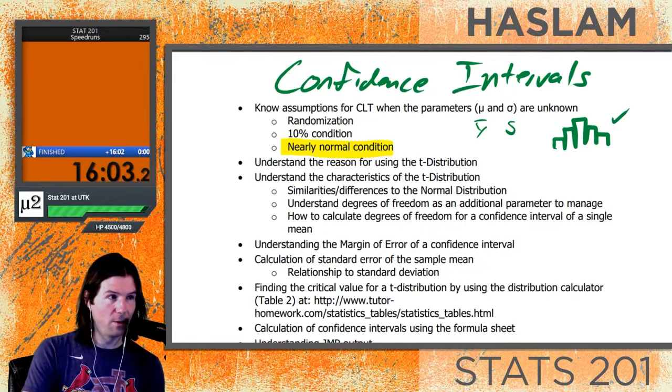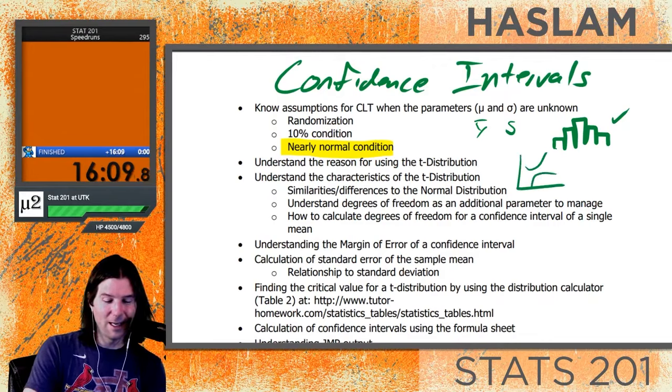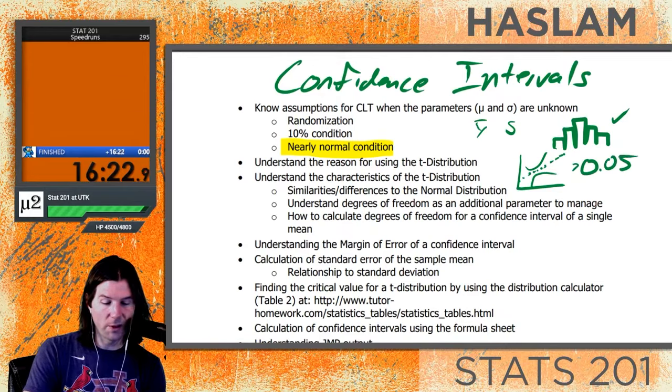If it does not look normal, then we'd either need to look at a QQ plot, which should look straight, or we could look at a goodness of fit test, which should have a p-value above 0.05. So let's just put greater than 0.05 right here. So here's your 3 checks right here.